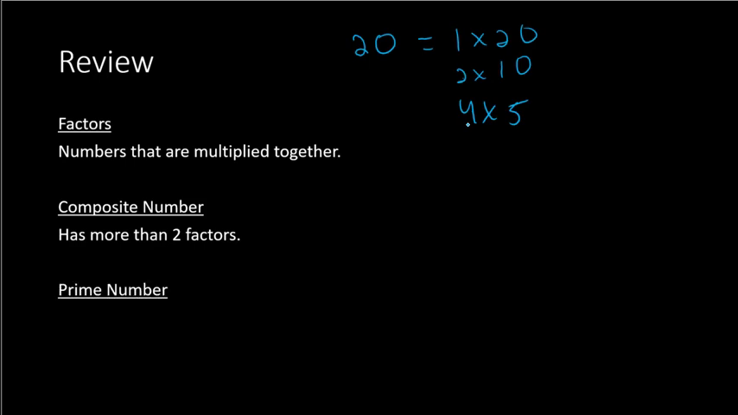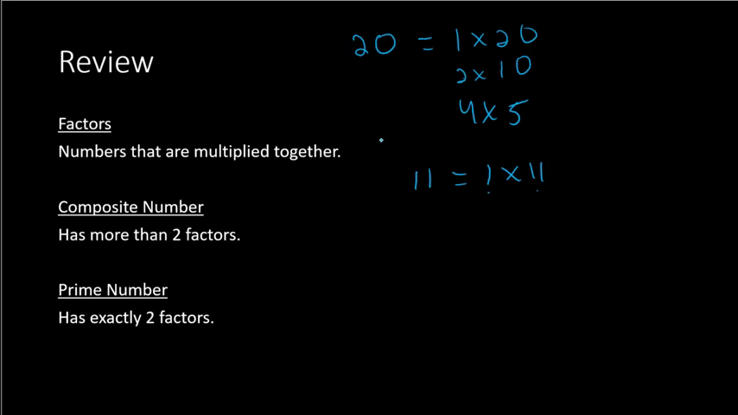Now a prime number has exactly 2 factors. So for example, 11 is prime because the only way to get 11 would be 1 times 11. So the only factors of 11 are 1 and 11. So just 2 factors. Anything like that is going to be a prime number.